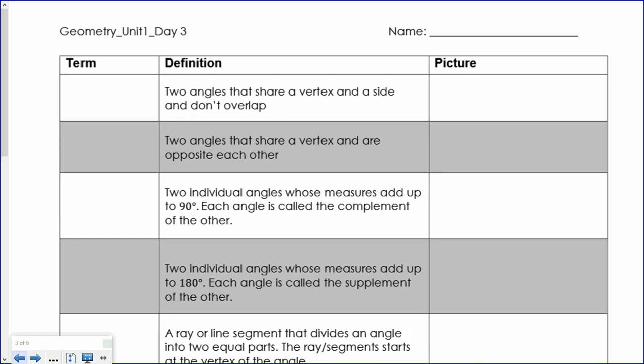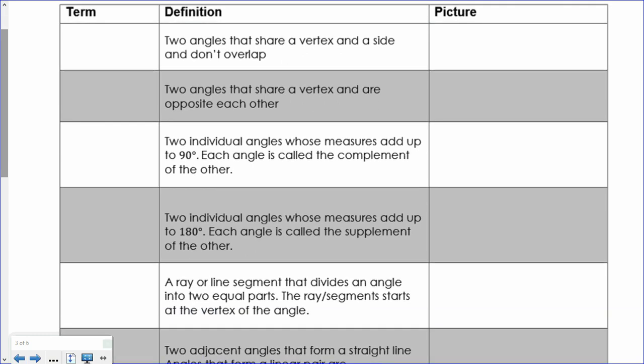And then after we talk about identifying, because that's the most crucial skill in this lesson, if you can't do the little bottom section of the first page, you will not be able to do the next two, right? So first of all, what do you think this definition is referring to? Two angles that share a vertex and a side but don't overlap.